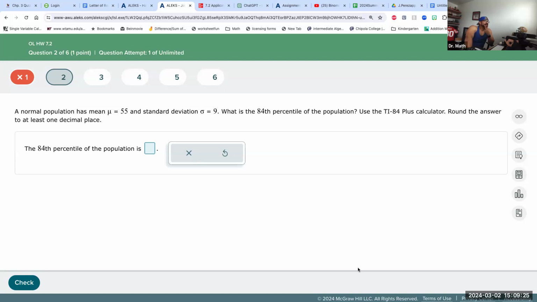All right, so we got a normal distribution. We got a normal curve with the standard deviation of 9. The mean is 55, so that number's right smack in the middle. But this time they're giving us a percentile. So when they say the 84th percentile, what they're saying is the area to the left is 84%. Let me show you what that looks like.